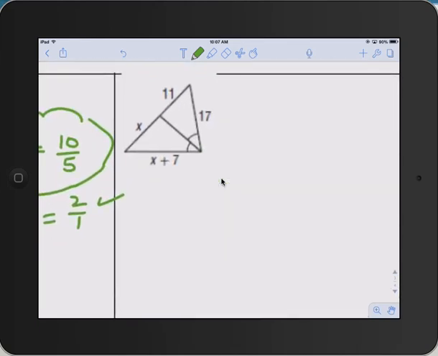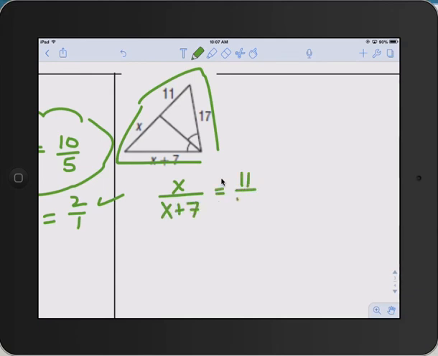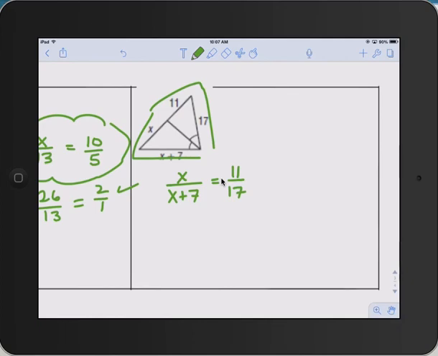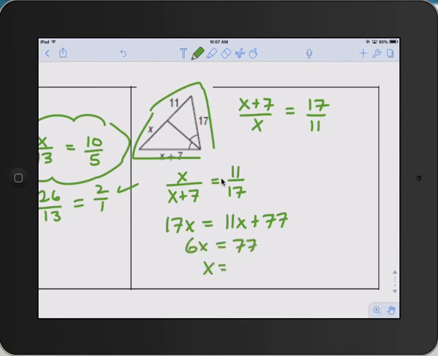Okay, last one. Again, big triangle, angle bisector. Those two compare same ratio as those two. So x over x plus 7 equals 11 over 17. Now notice I kind of actually went this direction this time. It doesn't matter though, as long as you're consistent. You could also do x plus 7 over x equals 17 over 11. Cross multiply, 17x equals 11x plus 77. 6x equals 77. x equals 77 over 6. And I would just leave it that way.